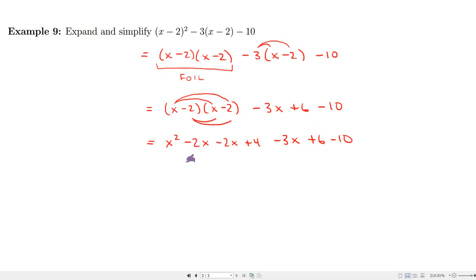And then now we have a bunch of terms that we're going to combine. This is the only one with x squared, but this has an x, this has an x, this has an x. So we can start with x squared, but then minus 2 minus 2 minus 3 is minus 7. So minus 7x, and then we have a 4, 6, and a 10, right? So 4 plus 6 is 10, but then minus 10 makes that 0. So it looks like that is going to be the final answer.